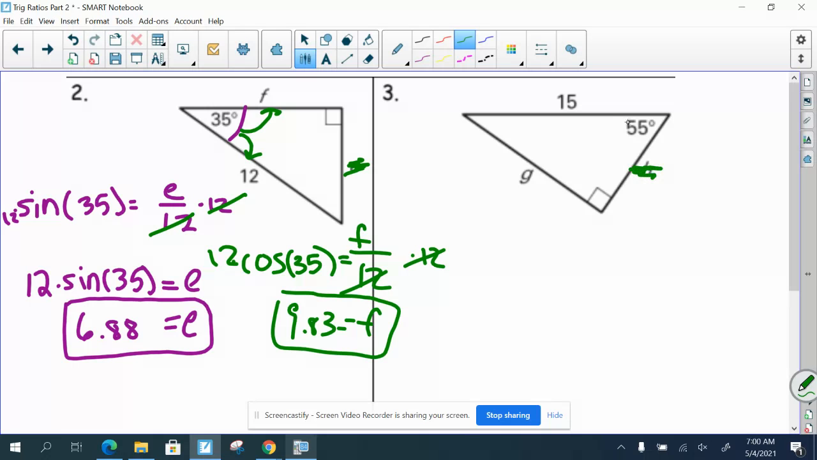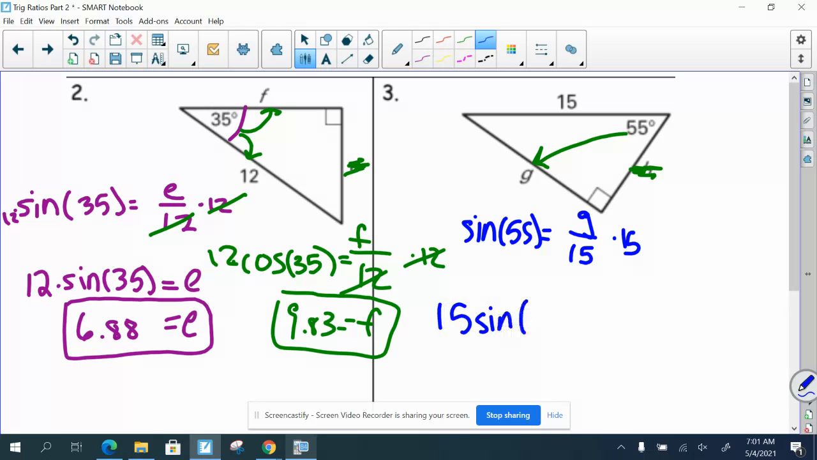So if we're looking at 55, and this is kind of like the same thing as this one, we're looking at 55, the opposite side, g is the opposite side, 15 is the hypotenuse. So opposite over hypotenuse is the sine ratio. So we're going to do the sine of 55 equals g over 15, multiply both sides by 15, and then we have 15 times the sine of 55, and then type that in your calculator.